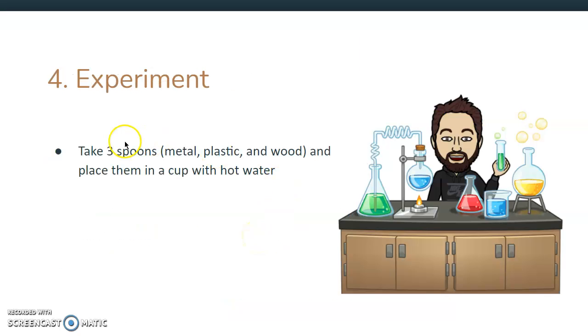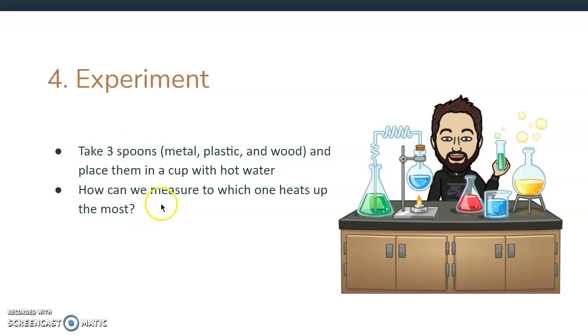So our experiment, we're going to take 3 spoons, a metal, plastic, and wooden spoon, and place them in a cup with hot water. So I want you guys to think, how can we measure which one heats up the most? So our experiment is to see which one gets hottest. How can we measure that? Because it's all about measuring things.